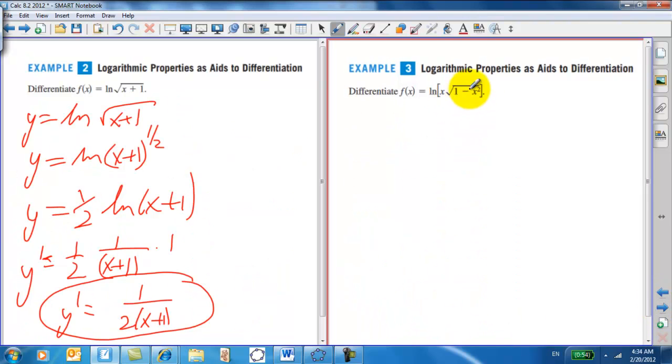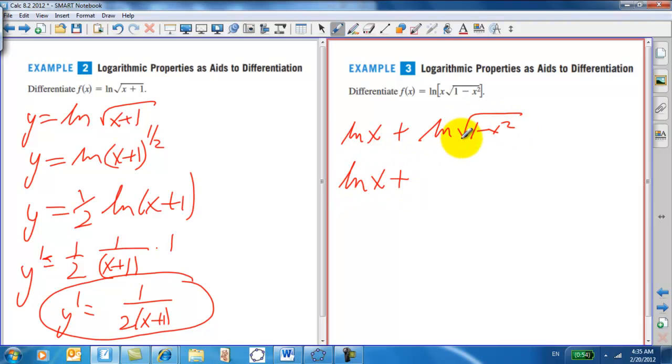Now it's really going to help here, because can you imagine, you've got the product rule to do inside here, you've got an inner function. But if we use log rules right away, it's the natural log of x plus the natural log of the square root of 1 minus x squared. And just as we saw in the last problem, this square root is a 1/2 power, so it can come outside as a 1/2 multiplier.